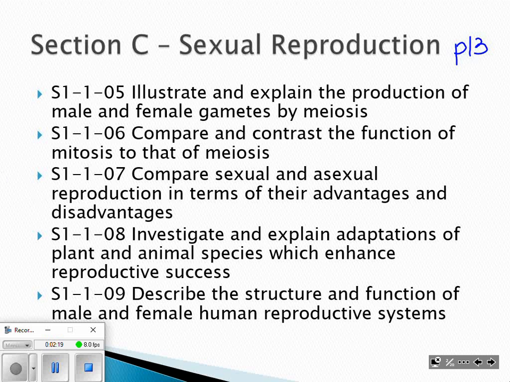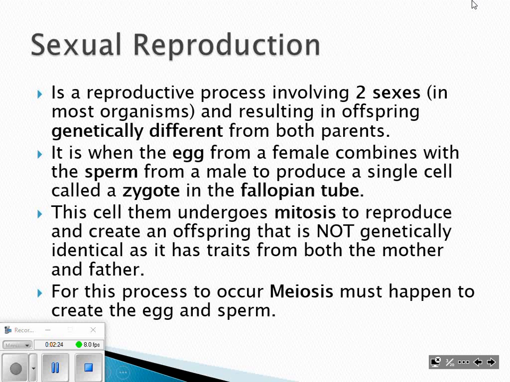So when we look at sexual reproduction, this is going to involve two sexes. Okay? So in most organisms, males and females. And it results in offspring that are going to be genetically different from parents. So if I was a highlighter, I might highlight that piece. I can't highlight in PowerPoint, so I'm just underlining them.